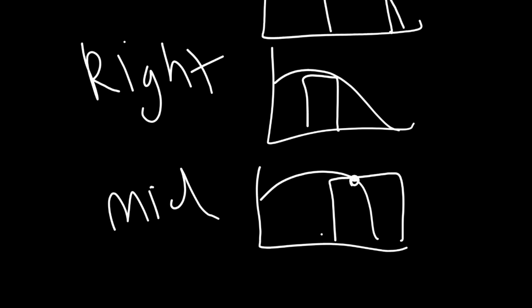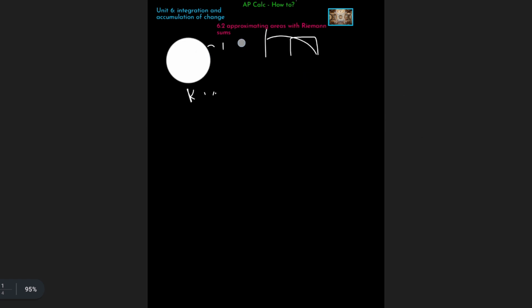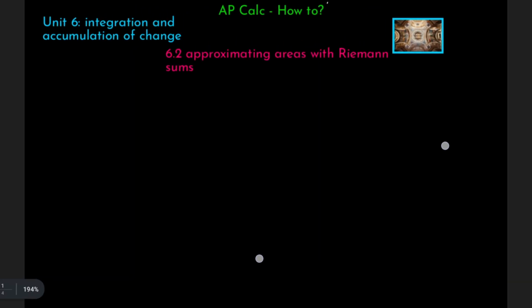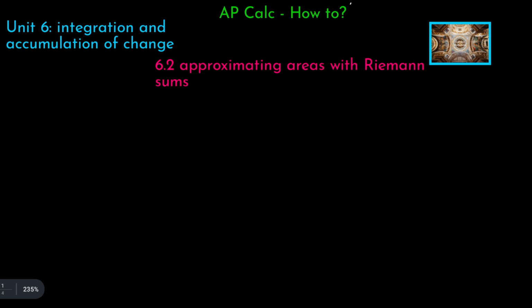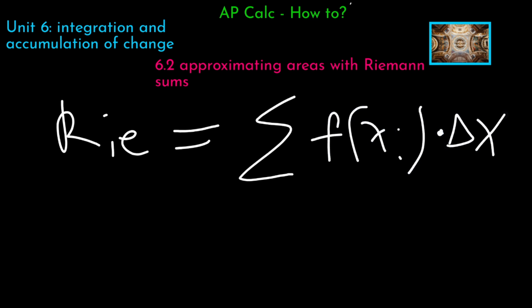When we divide the interval into equal subintervals, each rectangle will have a width delta x, which is equal to b minus a over n. So our Riemann sum formula is going to be something like this. Riemann sum equals the sum of f of x times delta x. So it's basically just your height times your width.